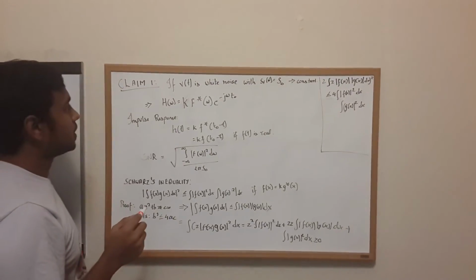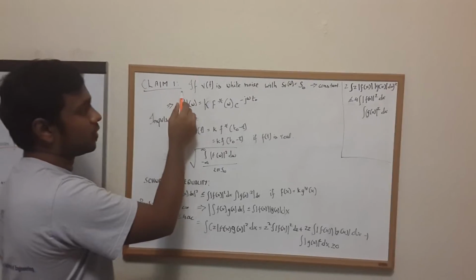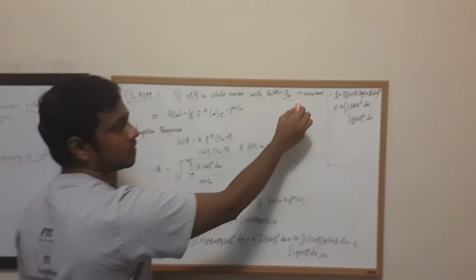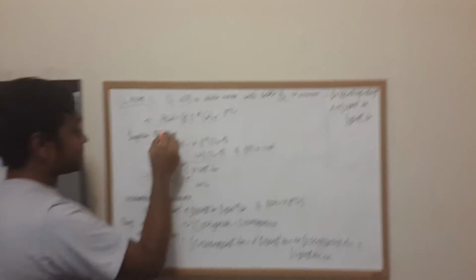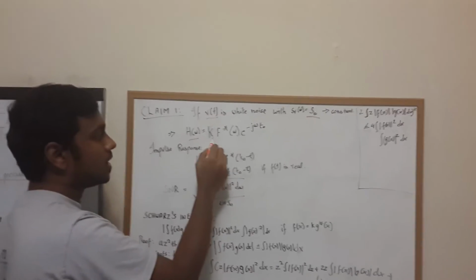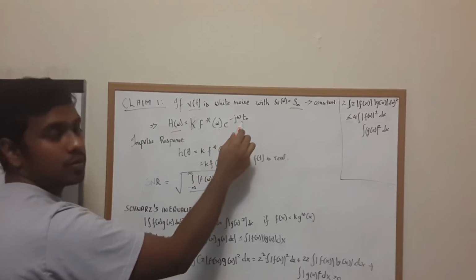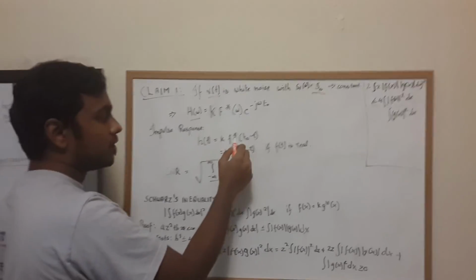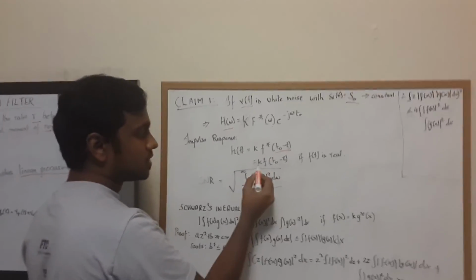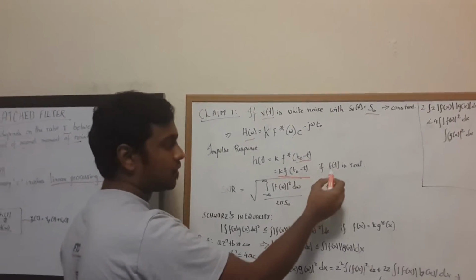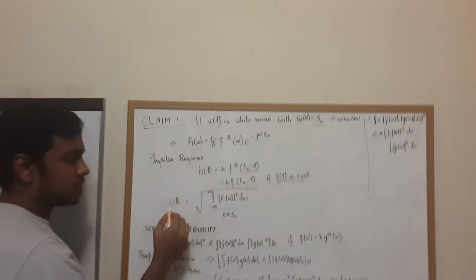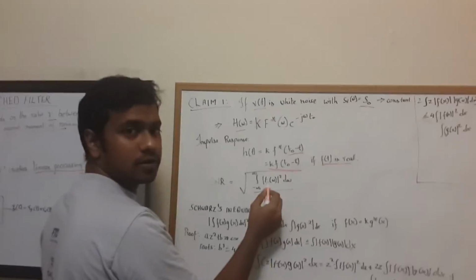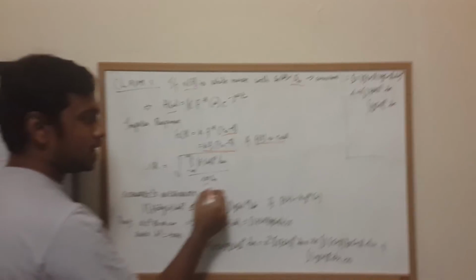So this can be proved by two claims. So this is claim 1. Here if v of t is white noise with the power spectrum SV of omega equal to S naught, that is a constant, then H of omega equals k f conjugate of omega e power minus j omega t naught. Here the impulse response h of t is given by k f conjugate of t naught minus t, which is given by k into f of t naught minus t if f of t is real. So the signal to noise ratio SNR is given by square root of integral minus infinity to infinity modulus of f of omega the whole square d omega by 2 pi S naught.